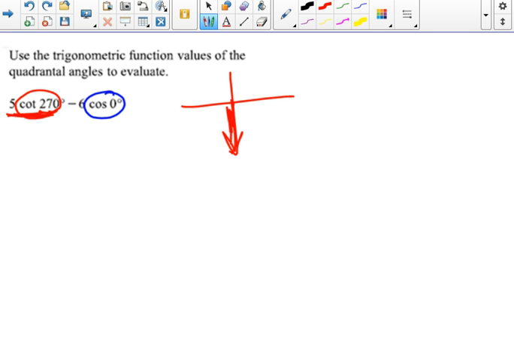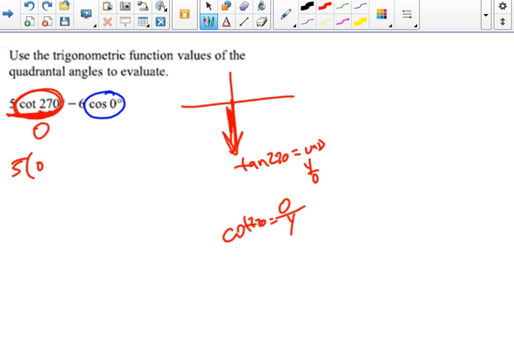Cotangent. Instead of cotangent, let's look at the tangent. What do I know the tangent is at that point? The tangent of 270 is undefined. That means it was y over x, but the x was 0, so it was y over 0. If I flip it, I get 0 in the numerator now. So the cotangent would be 0 over y, which is just 0. So this in red is really just 0. 5 times 0, okay, we'll get to that.